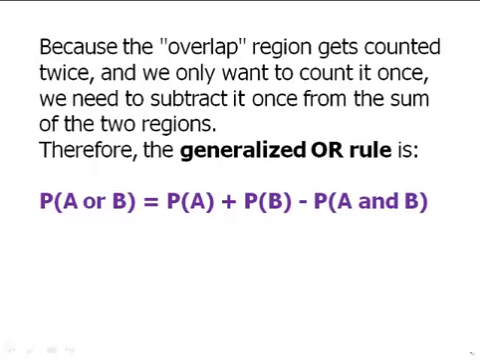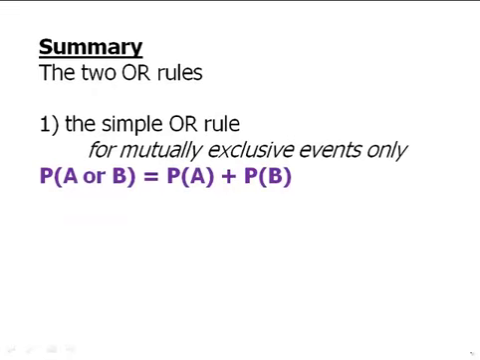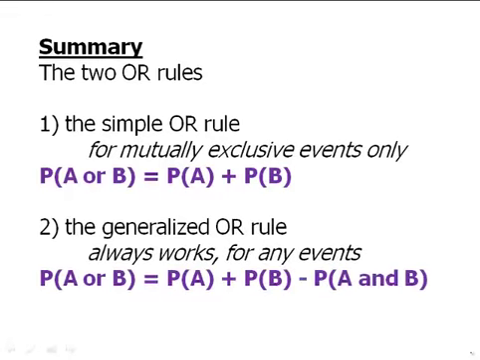So, overall, there are two probability OR rules. There's the simple rule. This is only true for mutually exclusive events. Probability of A or B equals the probability of A plus the probability of B. Then there is the general rule that is true 100% of the time. The probability of A or B equals the probability of A plus the probability of B minus the probability of A and B. So I realize right now this is very abstract. What we're showing is all kinds of rules in this abstract algebraic notation. In the next video, we'll actually show an example of how this plays out in an individual problem.